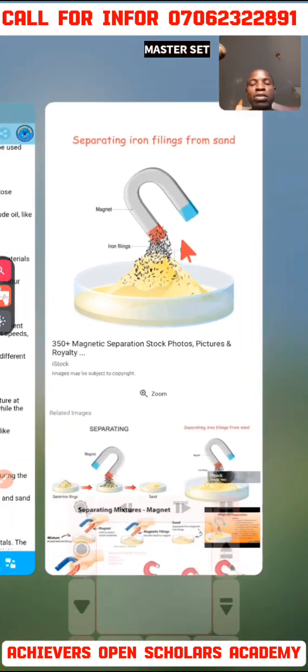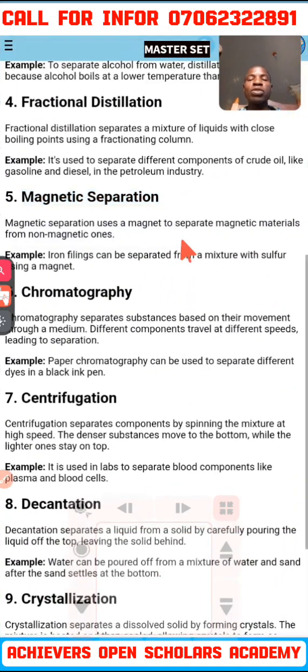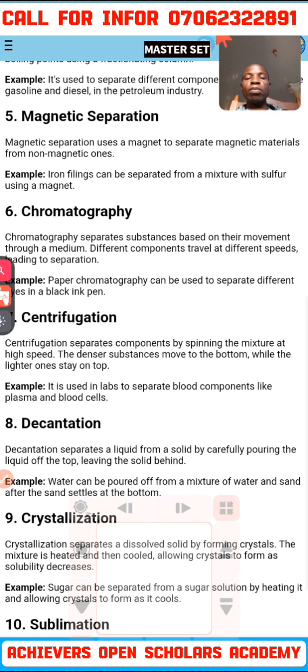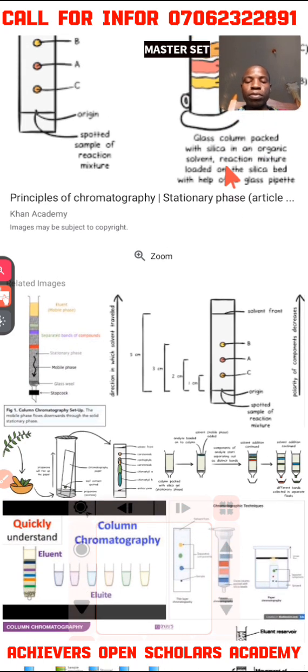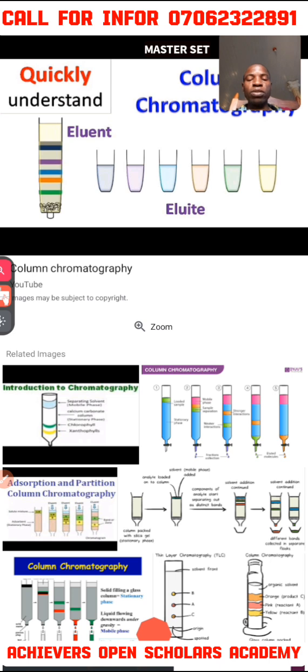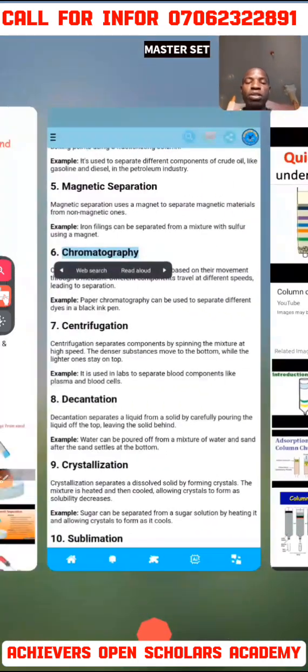Now let us move to the next one. The next one is chromatography. Now, what is chromatography? Chromatography is the separation of substances based on their movement through a medium. Let us see. Can you see now? It's the separation of different colors, different layers. Let me show you another one. You see, the thickness of the colors is different. That's why you can use chromatography. Let's move to the next one.